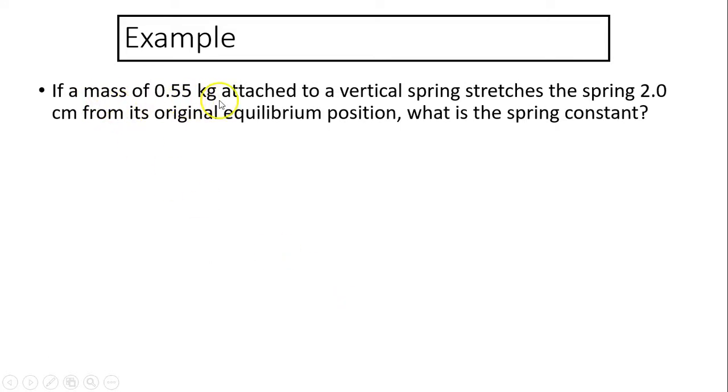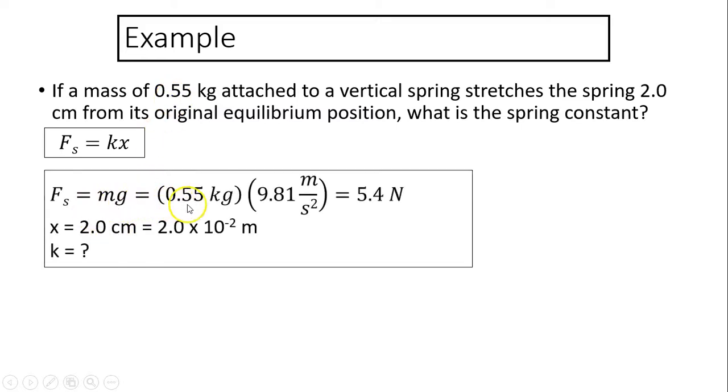Another example. A mass of 0.55 kilograms attached to a vertical spring stretched the spring 2 centimeters from its original equilibrium position. What is the spring constant? So in this case, Fs equals Kx. What is Fs? Fs is the weight of the mass. The weight is m times g, which gives you 5.4 newtons. What is x? x is 2 centimeters. You have to convert centimeters to meters. Centi is 10 to the negative 2, so you just use 2 times 10 to the negative 2 meters. What is K? Plug everything into the equation. K is 270 Newton over meter.